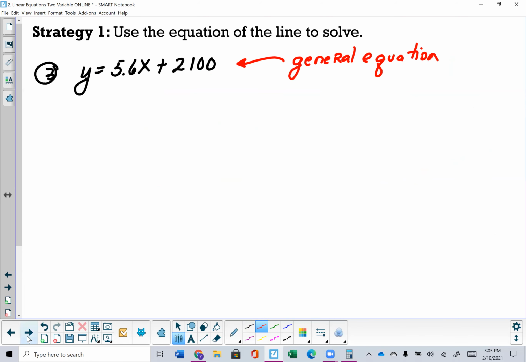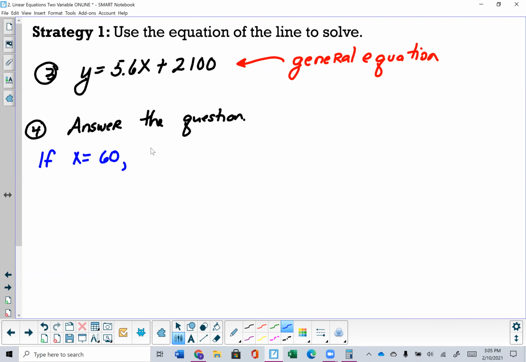Okay, now lastly, this is step 4. We got to answer the question. And essentially what we're going to do is use the equation to answer the question. The question was, if x equals 60, then y is what? So we can substitute 60 into our general equation to find the value of y. So let's do that.